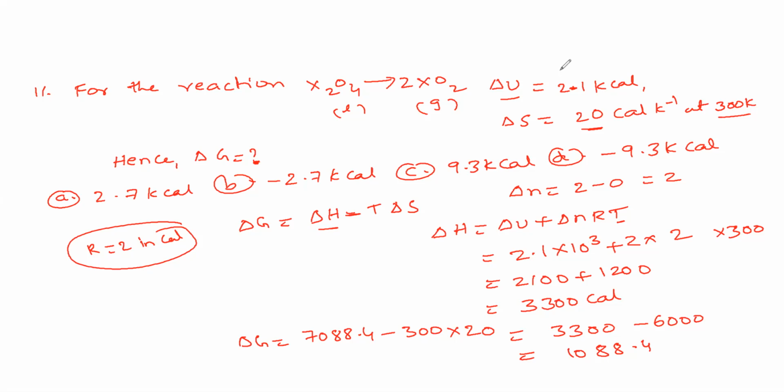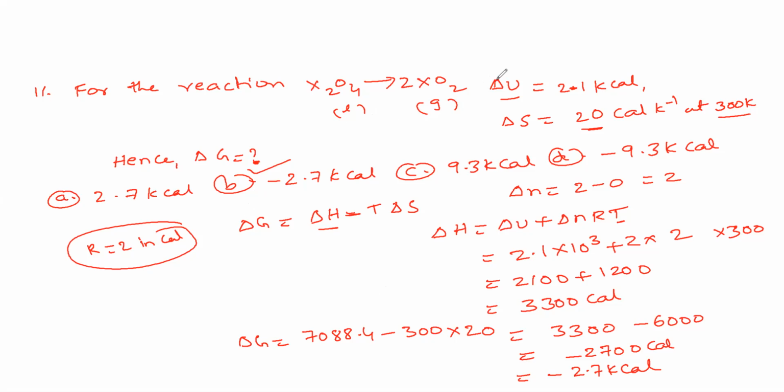So it is minus 2700 calories. Units are also very important; sometimes we forget this. We can take it as minus 2.7 kilocalories. So the answer is the second option. I hope it is clear. This is the thing we have to substitute. This type of question is very important.